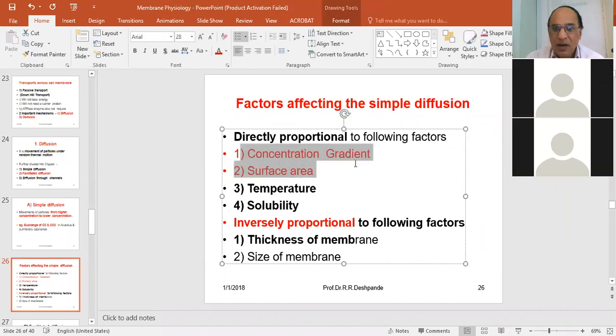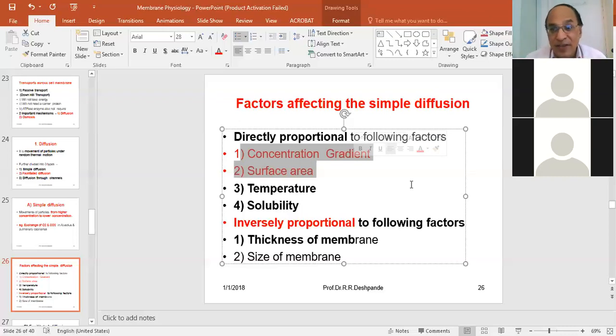Number one, concentration gradient. For example, if here there are 10 molecules of O2 and here 5 molecules, 10 will move to 5. But if there are a lot of molecules, 50 molecules, more concentration, they will go fast, zoom, zoom, zoom, because concentration is more outside and less over here. So it depends on the concentration, the quantity. The more the quantity outside, the more it will rush inside.